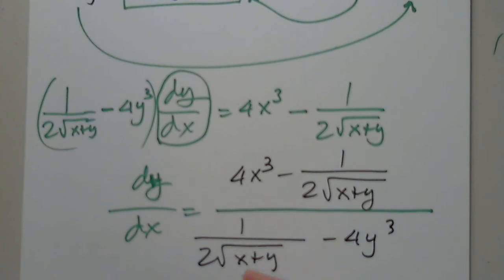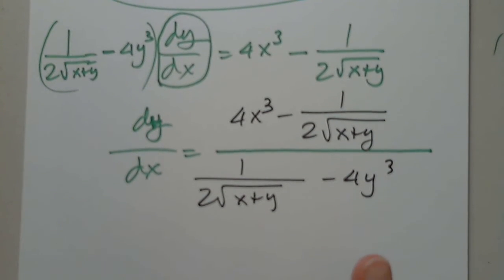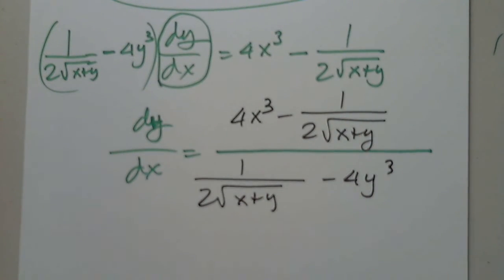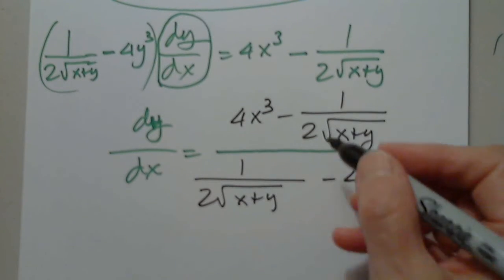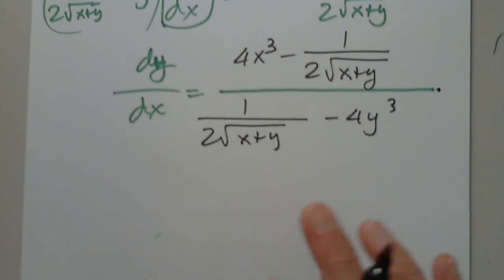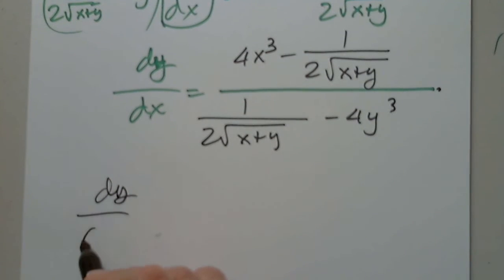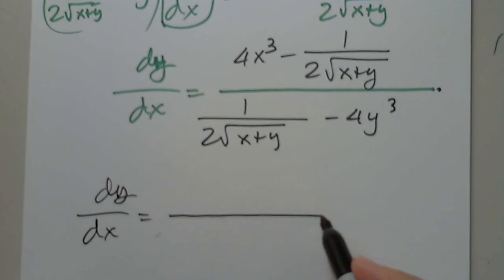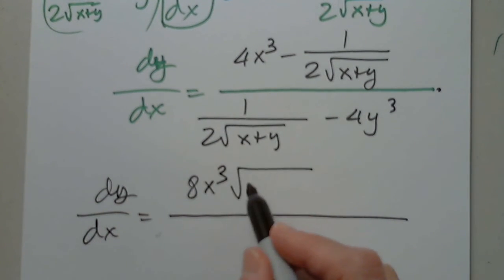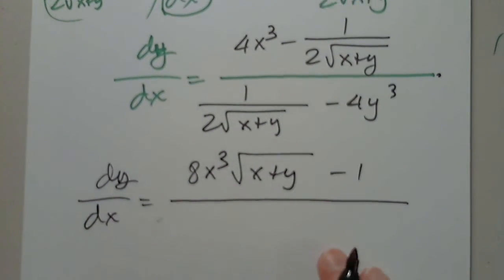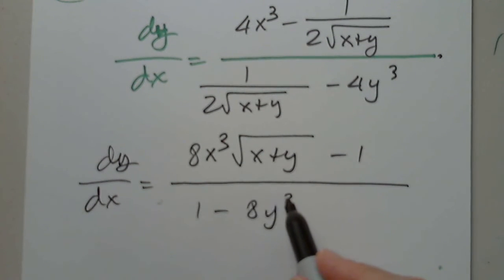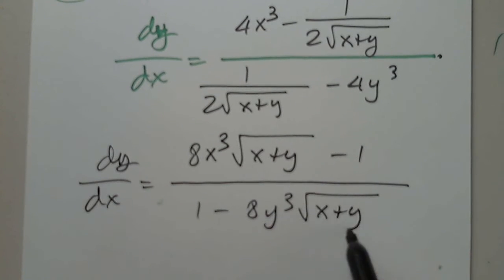Please do not be tempted to do anything here. What we can do is find the least common denominator, which happens to be the same. I don't like this method, but you could say, because they are the same, you could multiply by this. So if we do that, then we will simplify it a little bit. So 8x to the third, the square root of x plus y, minus 1. And then 1 minus 8y to the third, the square root of x plus y.